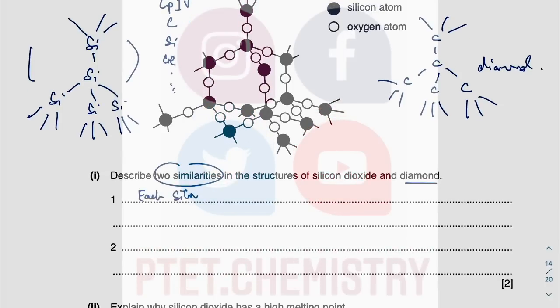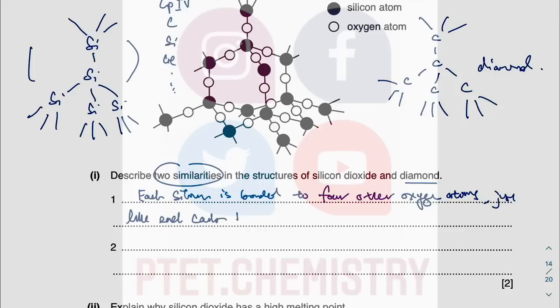Each silicon is bonded to 4 other oxygen atoms. So there are 4 single covalent bonds. Just like each carbon is bonded to 4 other carbon in, not graphite, diamond. Alright, then they want the similarity in structure, they don't want any other property. So that's one I could think of.